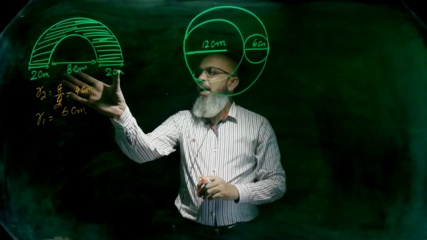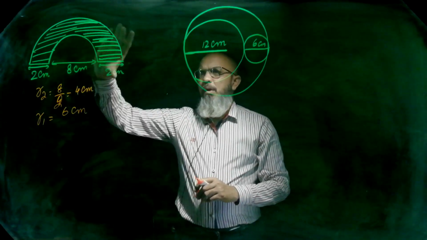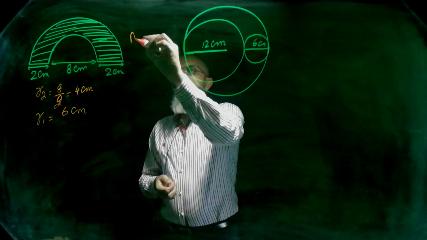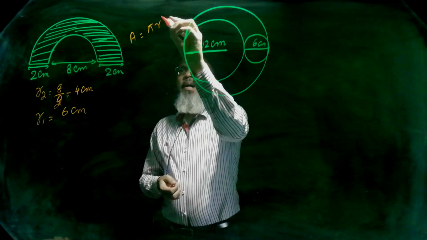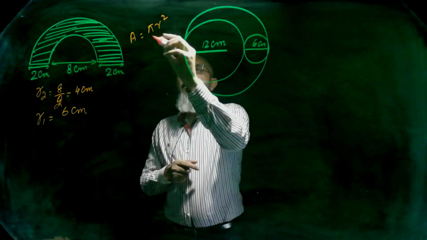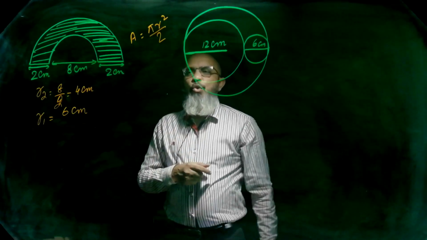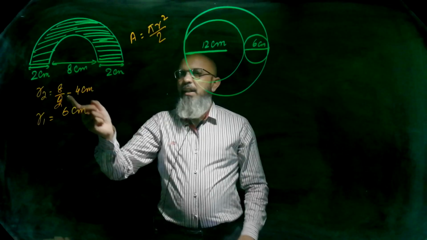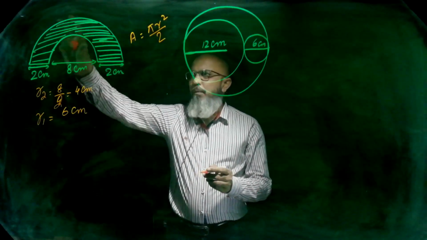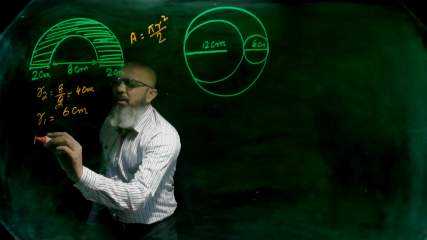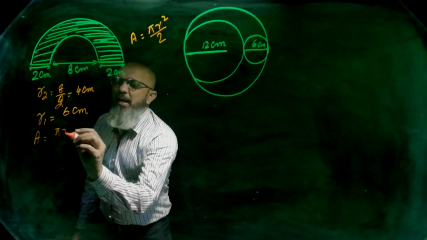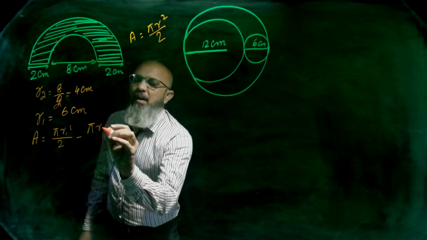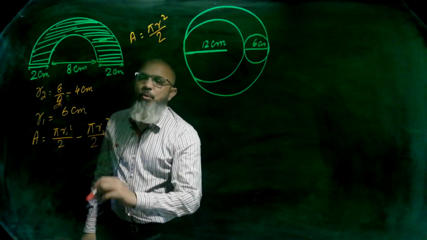Now we have two radii, right? So what is your formula for the area of a circle? That is, area is equal to pi r square. It is a semicircle, so we will divide it by 2. Now we will find the area of the bigger circle, then the area of the smaller circle, then we will subtract. Means the area of the shaded portion is equal to pi r1 square over 2 minus pi r2 square over 2.